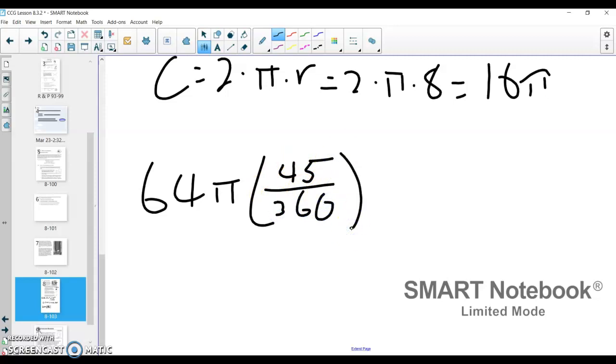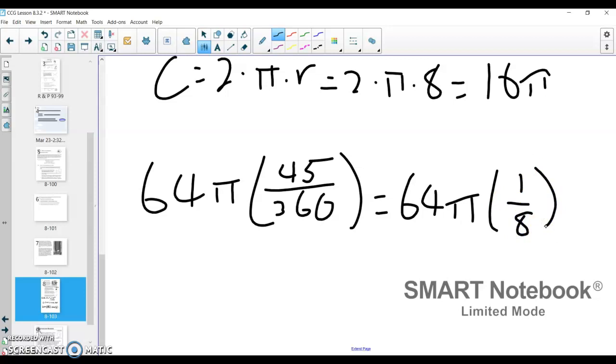All right, it actually kind of goes back to when we were doing the probability lesson of expected value. We always kind of multiplied our expected value by the portion of the circle. Same kind of thing here. We just take our total area, multiply it by the portion that we want to find, kind of that sector. All right, this reduces down to 64 pi times 1/8. That 45 over 360 reduces down to 1/8. And that gives me an answer, once I actually multiply that out, of 8 pi.